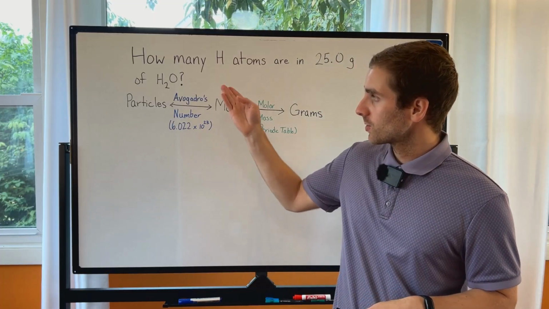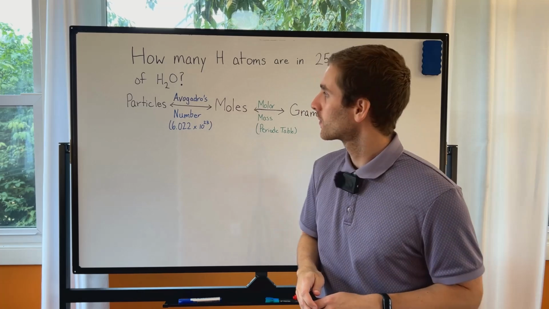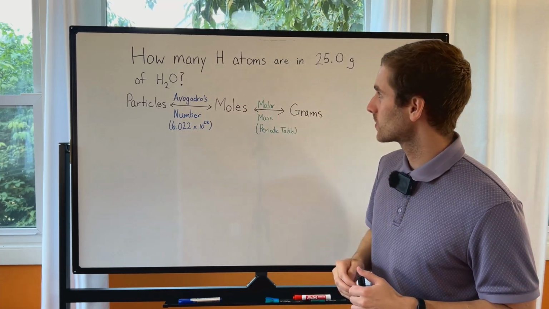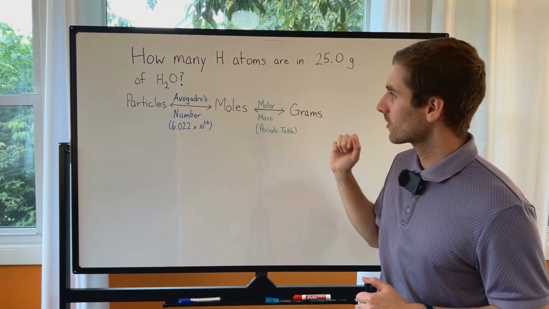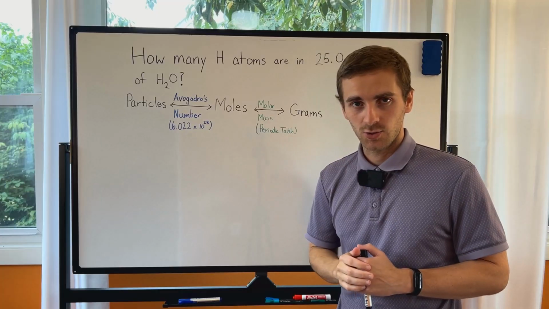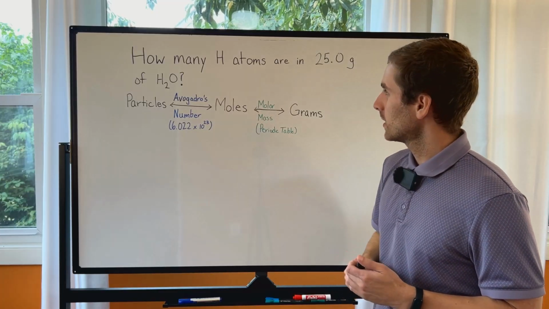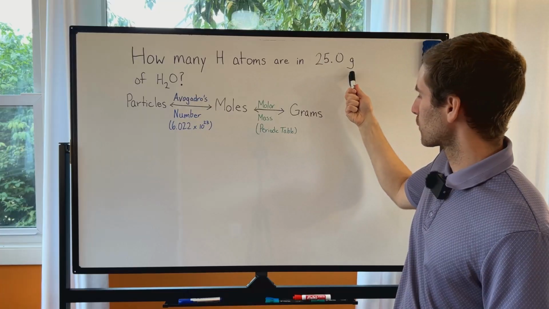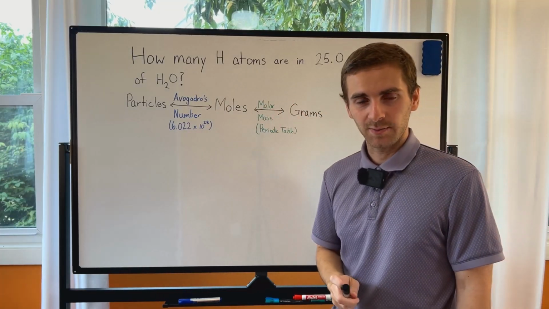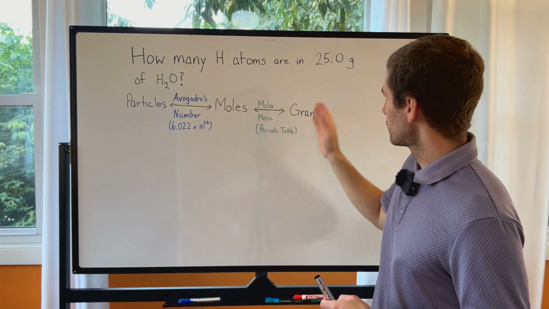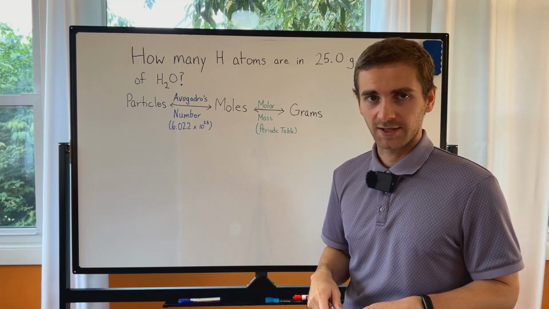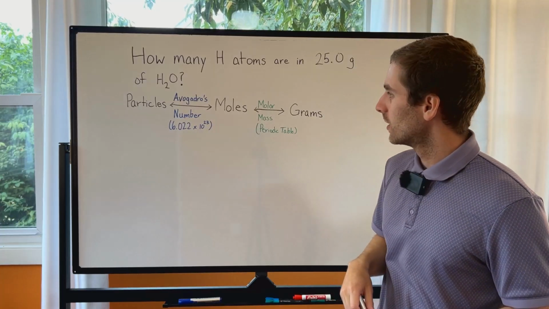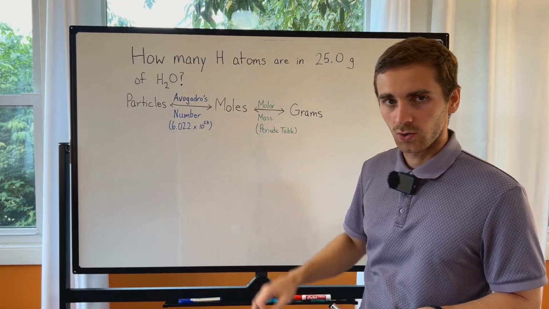So the question here that we're going to go through is how many hydrogen atoms are in 25.0 grams of H2O. Okay, so this seems to be some sort of a conversion. We're converting from grams to atoms. Now it turns out there's no direct conversion for that. Okay, the connector is what we call moles.